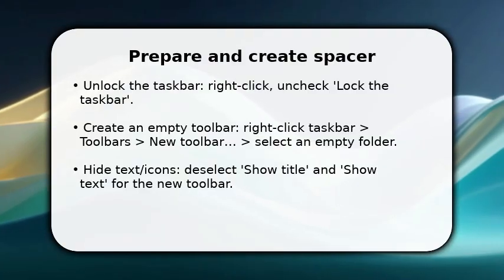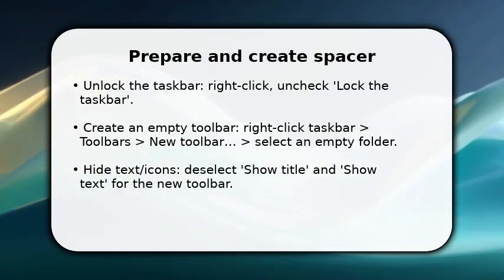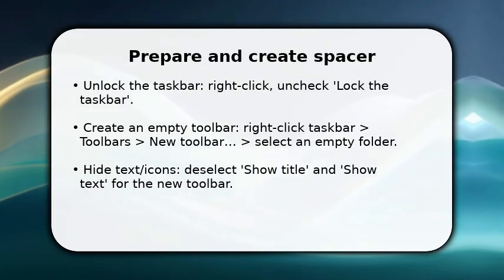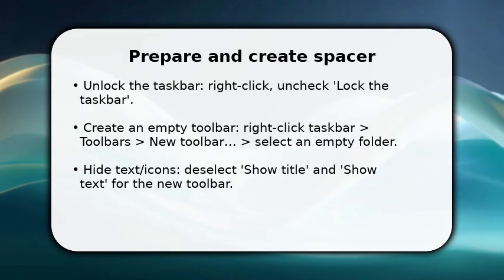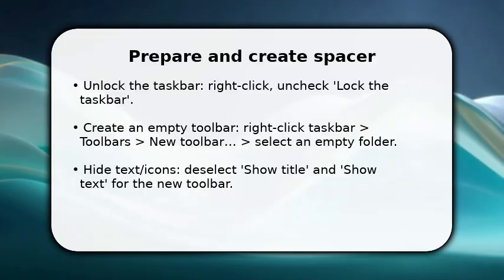You start by unlocking the taskbar so items can move freely. This lets you create space. Next, make an empty folder and add it as a new toolbar via right-click Toolbars, New Toolbar. Once added, hide its title and text so it becomes an invisible spacer.